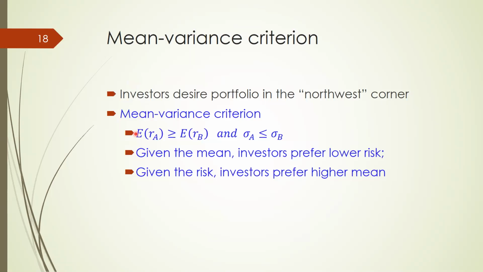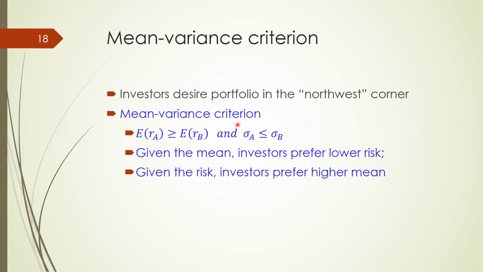Now let's move to mean variance criteria. When we have the investment opportunity set, we have to set a criteria to determine the optimal or the more efficient portfolio. We assume that investors are rational in the sense that they prefer higher expected return but lower risk. Therefore, in general, among the investment opportunity set, the desirable portfolio will lie in the northwest corner of that curve.